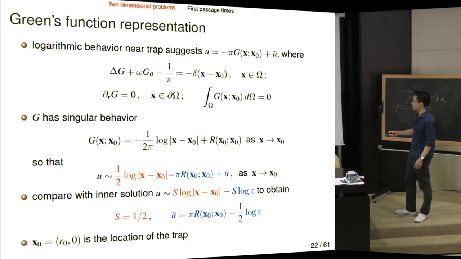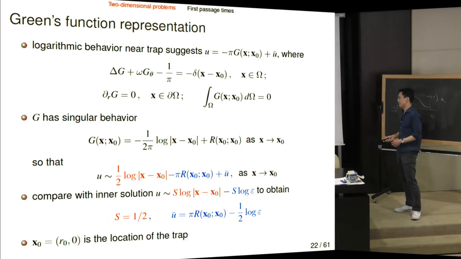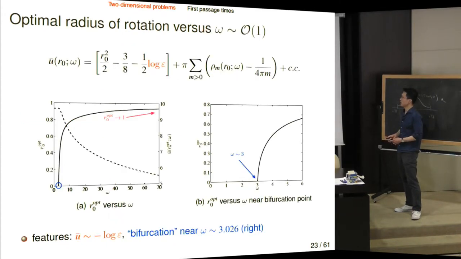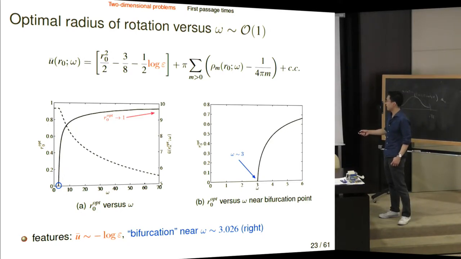So G has this singular behavior, and this is the regular part, the self-interaction term. So U looks like this as X goes to the trap. We do the matching and we get U bar in terms of the regular part and the log epsilon scaling. Because it's a circle, we can solve for the regular part exactly, and this is what you see. So you can do this analytically.